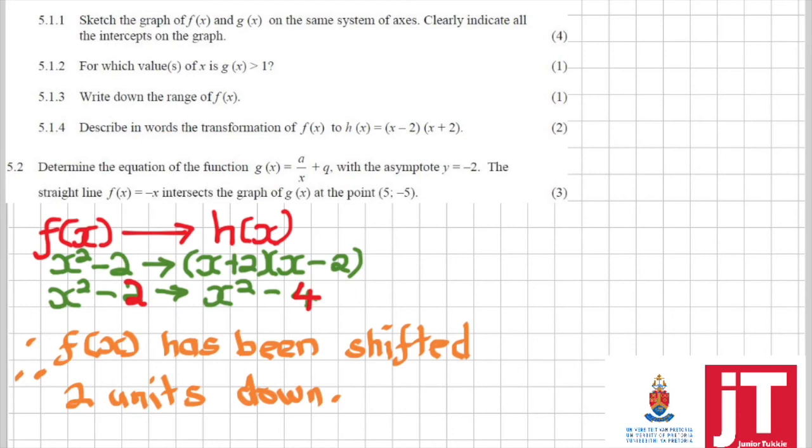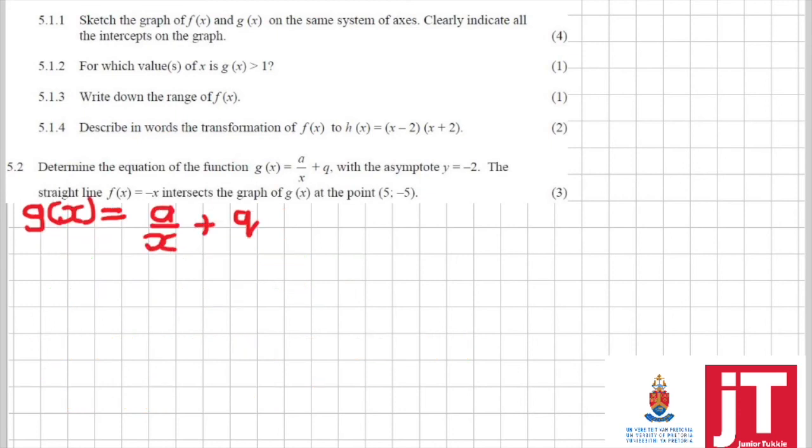Moving on to the last question, 5.2. You are told to determine the equation of the function g of x equals a over x plus q, and that's a hyperbola, with the asymptote y equals negative 2. That's your q value. The straight line f of x equals negative x intersects the graph of g of x at the point (5, negative 5). That's the point of intersection, (5, negative 5).